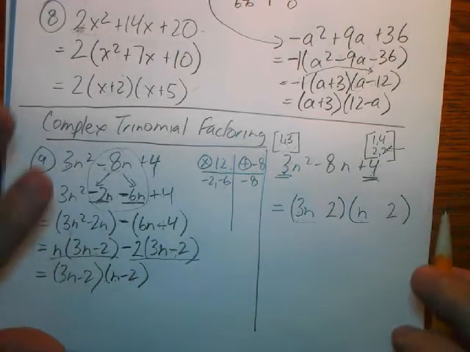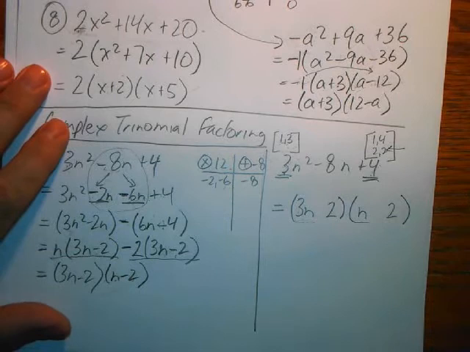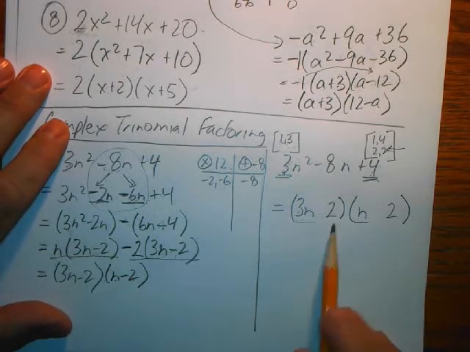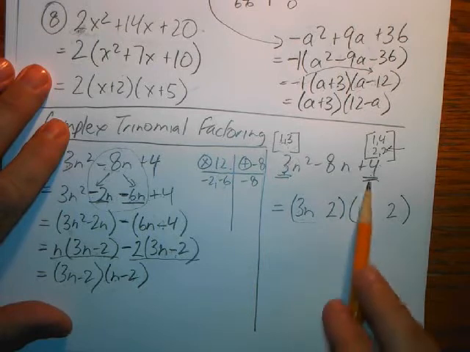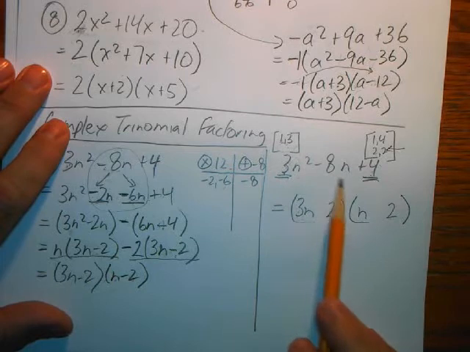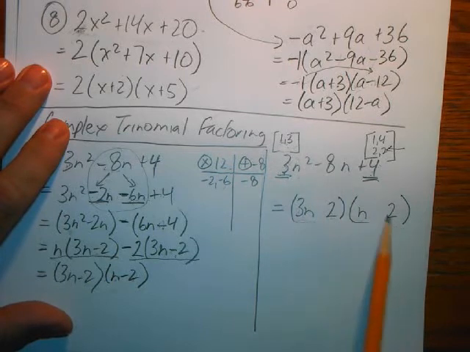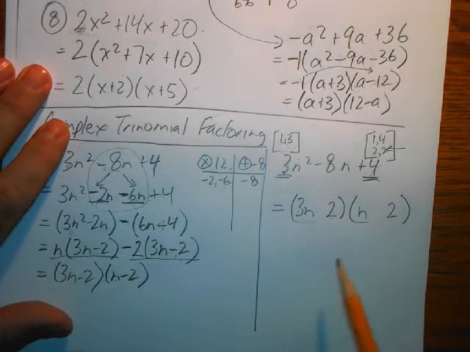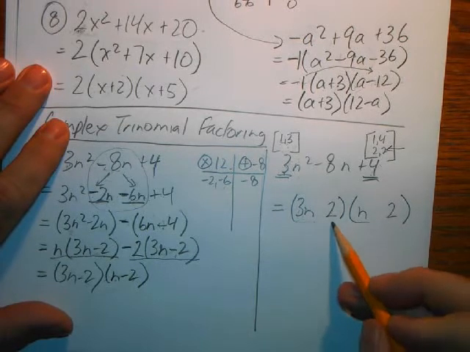I know that when I multiply these two, I'm going to get a 4. I know when I multiply these two, I get a 3n squared. The question is, does this combination work and give us a minus 8n? The way we do that is, that middle term comes from this multiplication, the outside and inside.